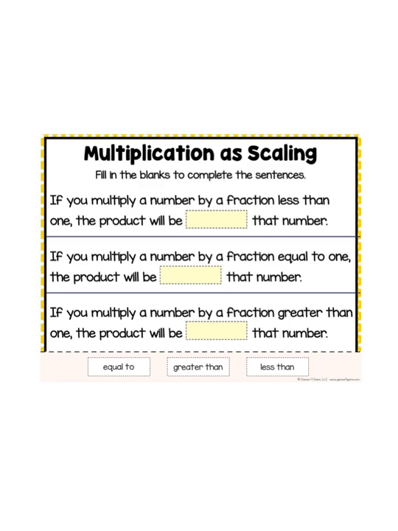So we'll look at some examples of how this works in a minute, but for now, just drag the tile that says less than up here to the first spot. The second idea is that if you multiply a number by a fraction that's equal to 1, the product will be exactly equal to that number or that factor.